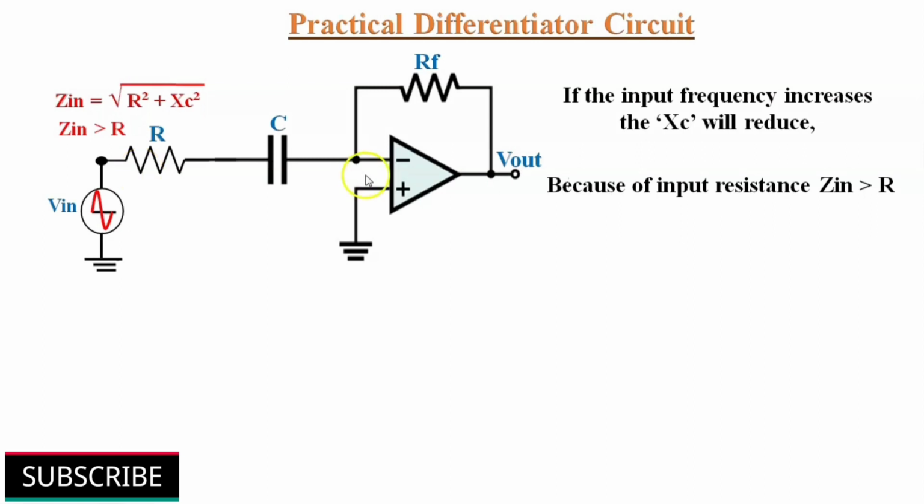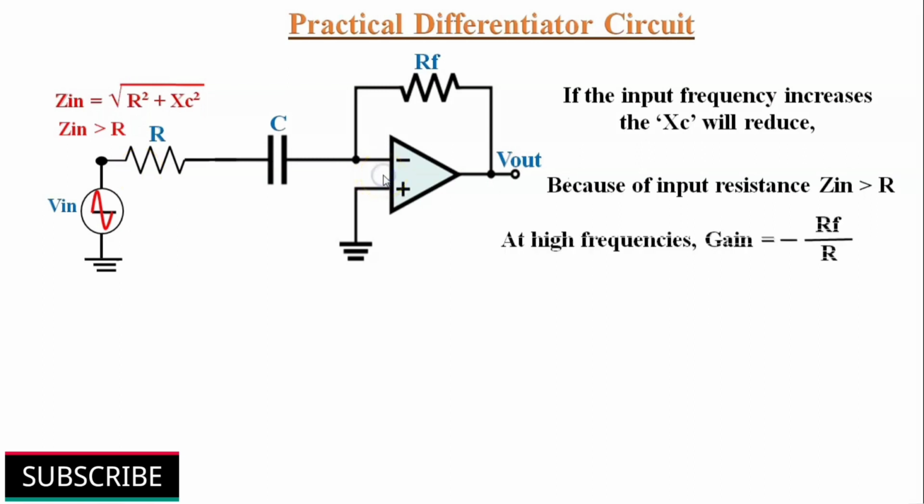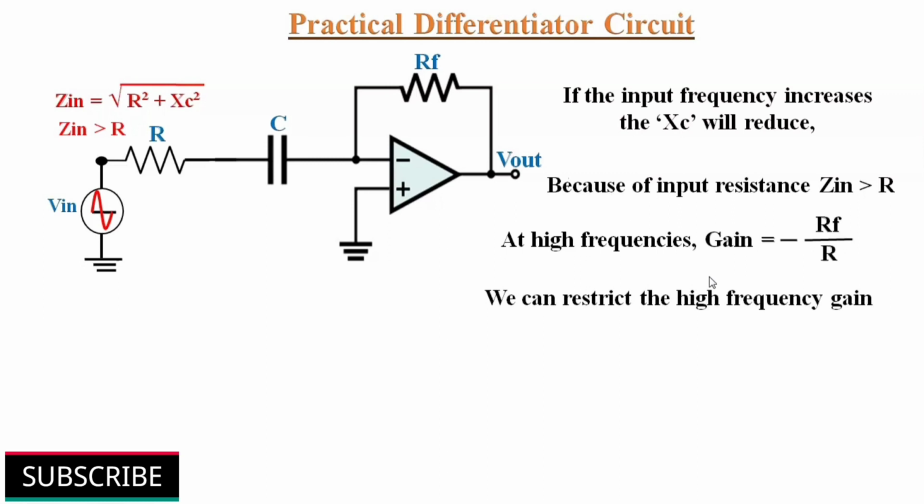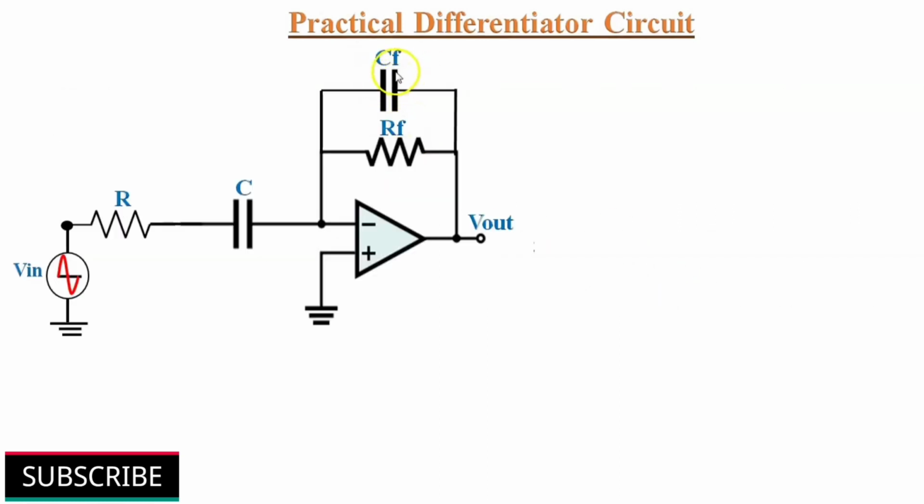And apart from that, as the input signal frequency increases, this capacitor acts like a short circuit and the gain becomes the ratio of minus Rf by R. So we can also restrict the high frequency gain of the differentiator circuit. Suppose we connect a feedback capacitor in parallel with the feedback resistor Rf, we can further increase the stability and avoid high frequency noise. So in this way we can construct a practical differentiator circuit to avoid the limitations.